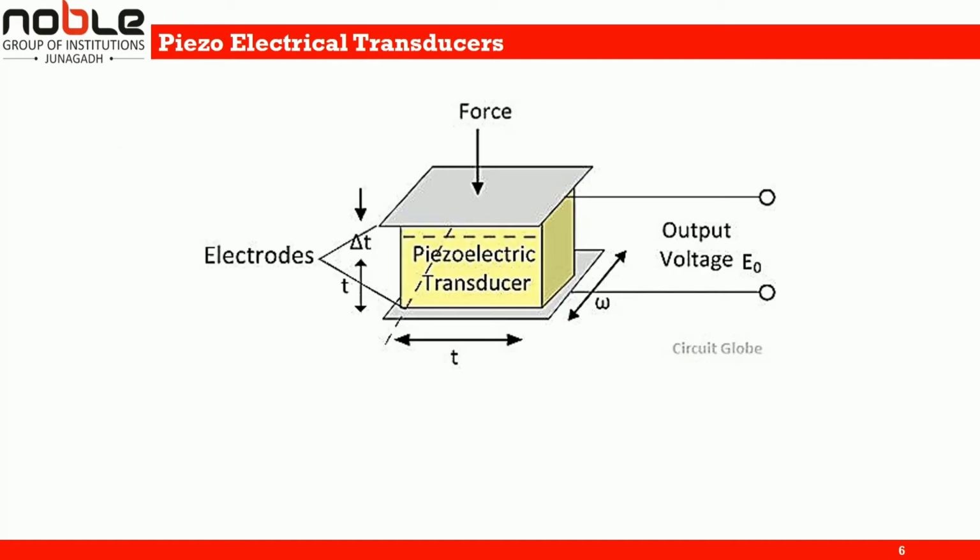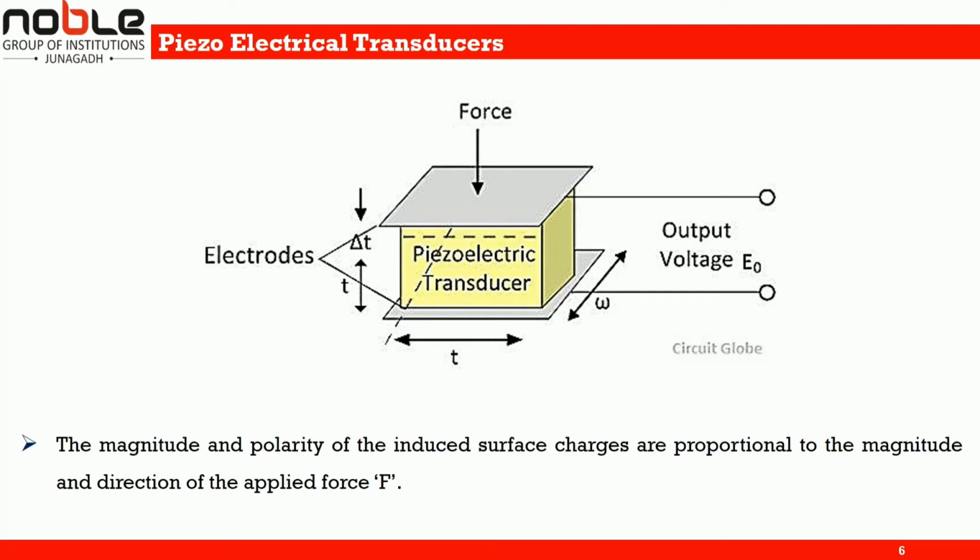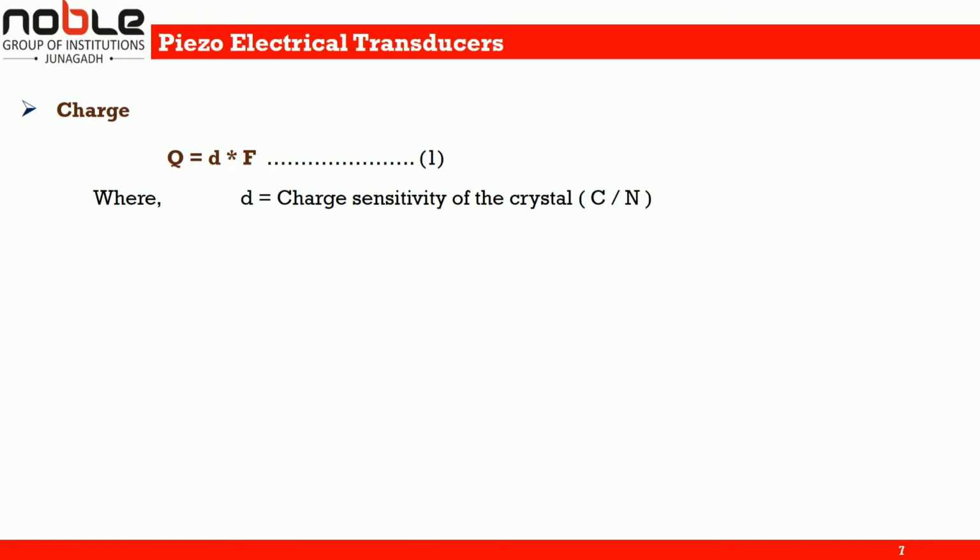Here, as we can see in the figure, there is one piezoelectric transducer placed, and with the help of two electrodes, we will get output voltage E0. The width and thickness of the transducer or piezoelectric crystal are W and T, and there is a force F applied across that piezoelectric transducer. The magnitude and polarity of the induced surface charges are proportional to the magnitude and direction of the applied force. So here we can say that charge Q is equal to D multiplied by F, where D is the charge sensitivity of the crystal, which is constant for a given crystal, and F is the applied force.